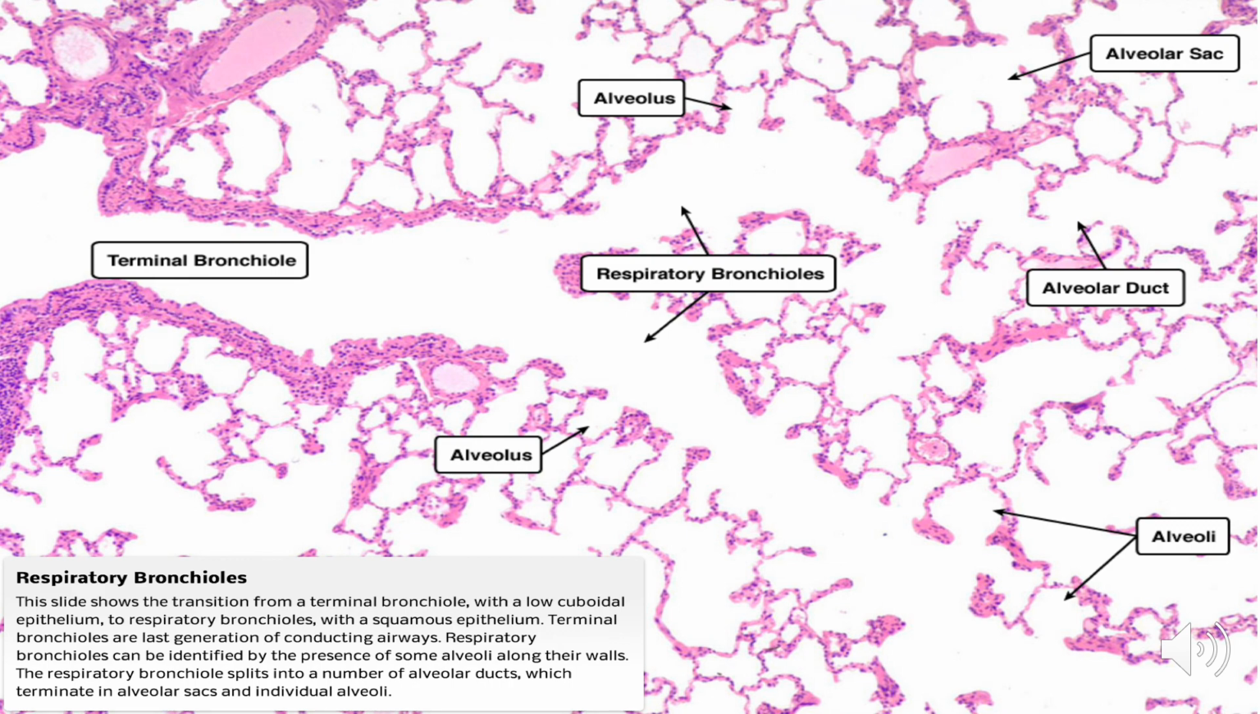This blue arrow is pointing to the respiratory bronchiole, and the red arrow is showing you an interruption in its wall, and that interruption is caused by an opening to an alveolus. This blue arrow is pointing to the wall of the respiratory bronchiole, and this red arrow is showing us another interruption caused by the opening to one alveolus. So if you have walls that are interrupted by openings towards the alveoli, then you are looking at the level of the respiratory bronchiole.